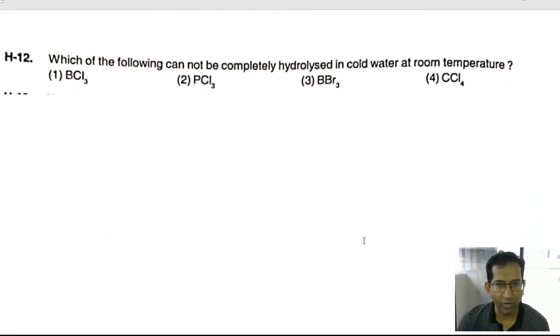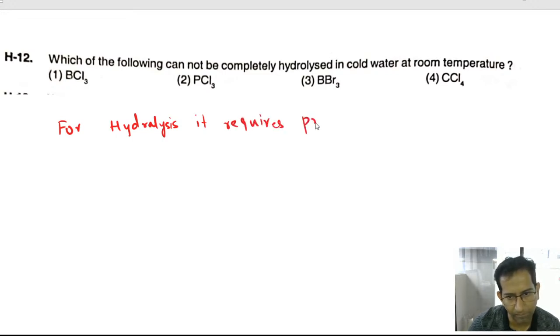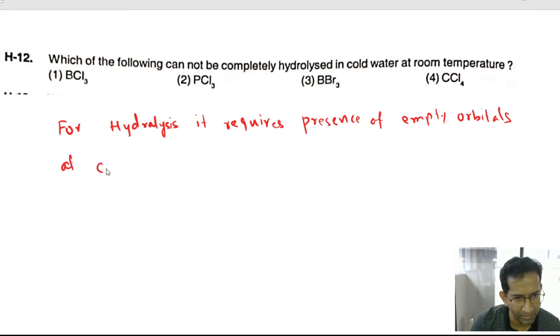Which of the following cannot be completely hydrolyzed in cold water at room temperature? Now for hydrolysis, this we will discuss in detail when we will study organic. Hydrolysis requires the presence of empty orbitals at the central atom.